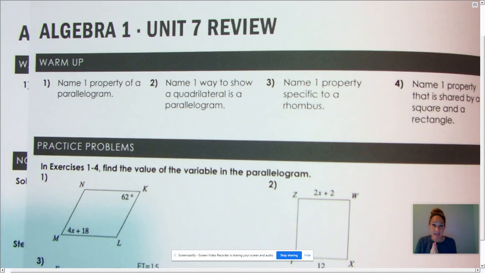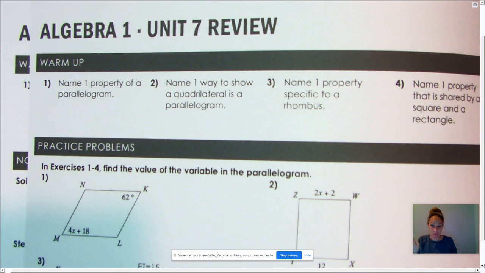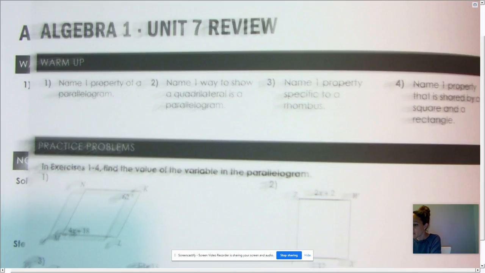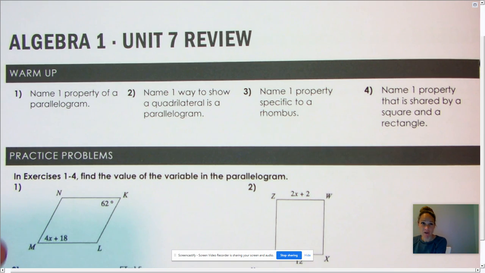We've got a test coming up, so I'm going to go back and review what we did in Unit 7. Tomorrow will be a review on Unit 8. So first we're going to start with the warm-up. Name one property of a parallelogram.